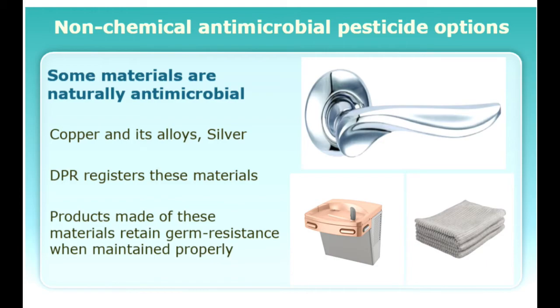Some materials have natural antimicrobial properties, such as copper and its alloys and silver. There are EPA and California registered products made of these materials that are effective against microorganisms. With regular cleaning and maintenance according to the label directions, surfaces made of these materials retain their germ resistance without the need for chemical pesticides.